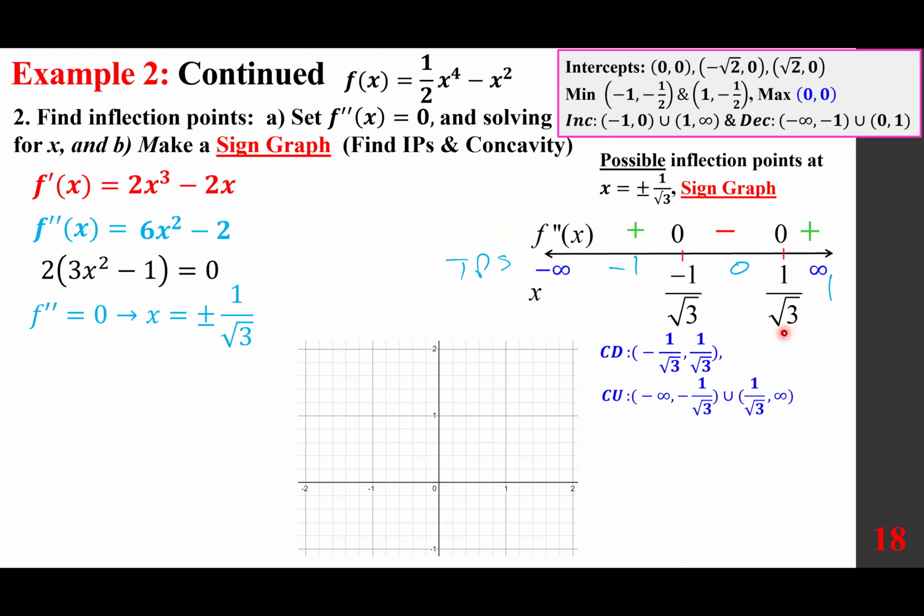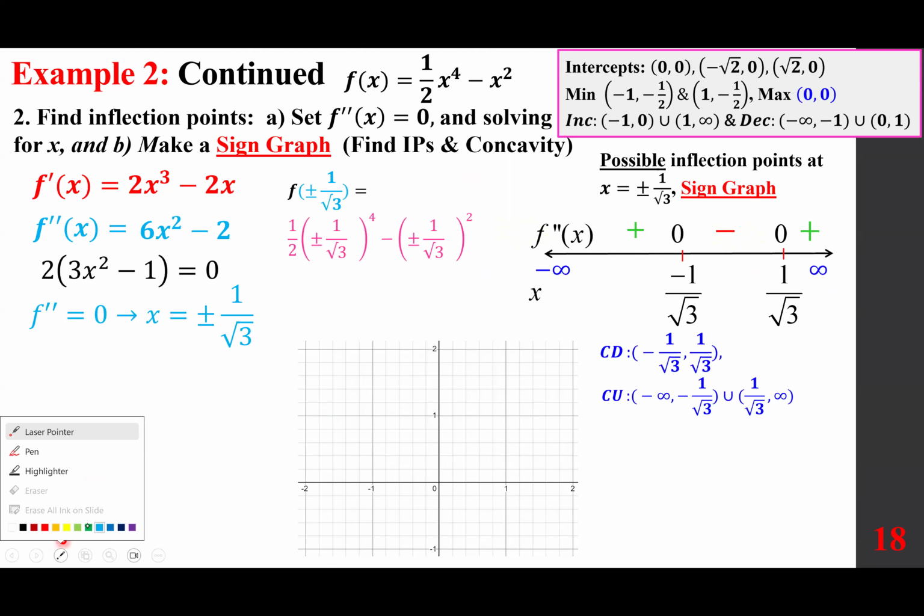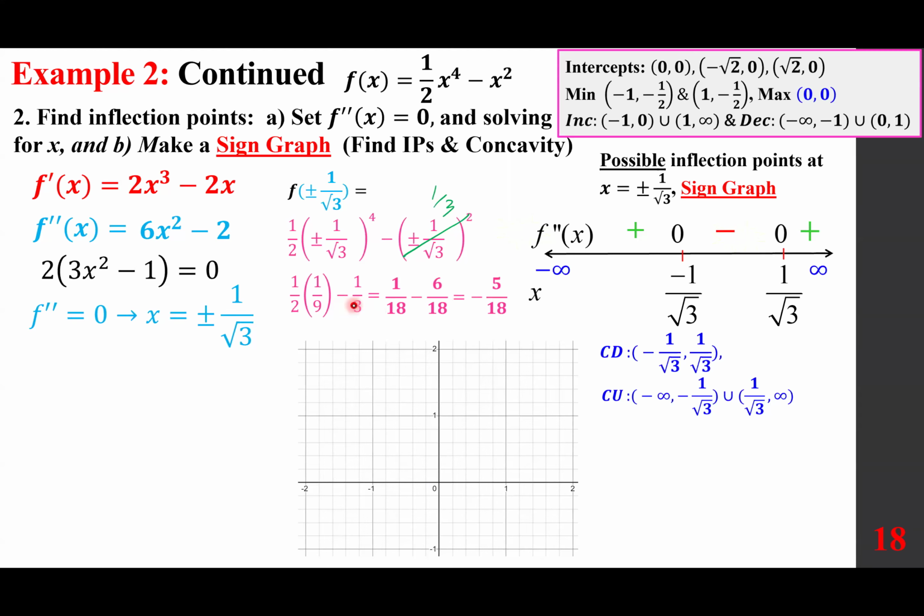What is the y coordinate? Plug in, and because both of them have an even exponent, it doesn't matter whether it's negative or positive, they result in the same thing. So let's plug in, and I'm going to erase my work. First, I want you to notice this one is 1/3. So to the power of 4 makes it 1 over 9. And that becomes 1/2, because 1/2 times 1 over 9 is 1 over 18. Minus 1/3 means -6 over 18, which is -5 over 18.